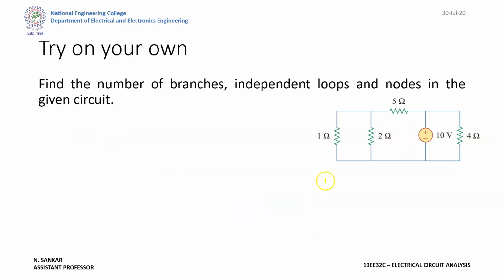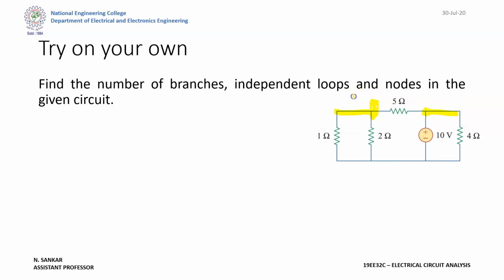Okay, so here we have totally 5 branches: 1 ohm, 2 ohm, 10 volt, 4 ohm, 5 ohm. If you take nodes, this will form a single node because this point connects 5 ohm and 2 ohm, and the same point is connecting 5 ohm, 1 ohm and 2 ohm. So this is short circuited, hence it can be considered as a single node. Similarly here, 5 ohm and 10 volt connect at this point. Similarly 4 ohm is connecting at the same point because it is short circuited here.